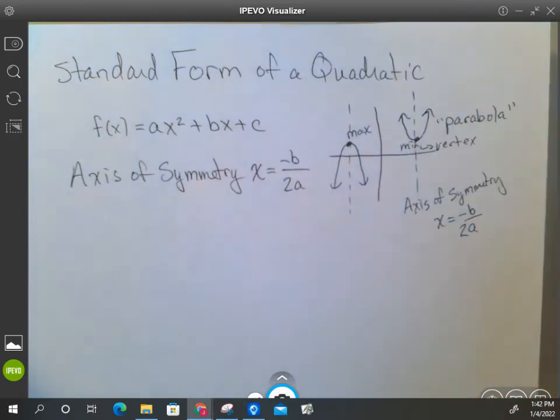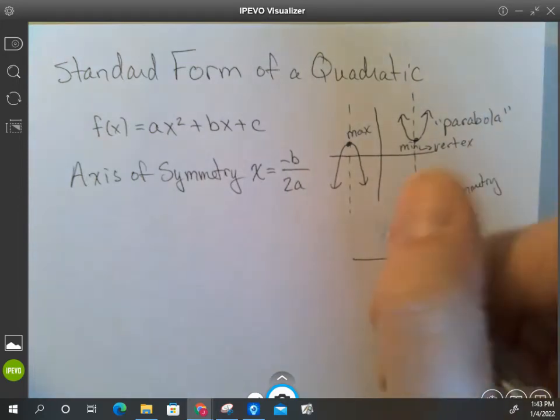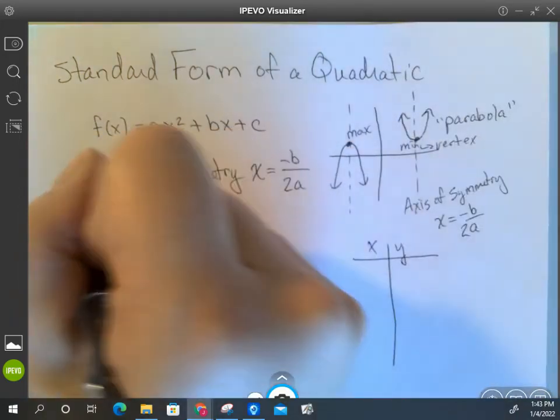Now, why did we find the axis of symmetry? It gives us our anchor. So if we were making a t-chart, the axis of symmetry we would put in the middle. It helps us find our vertex. So let's talk about that vertex.